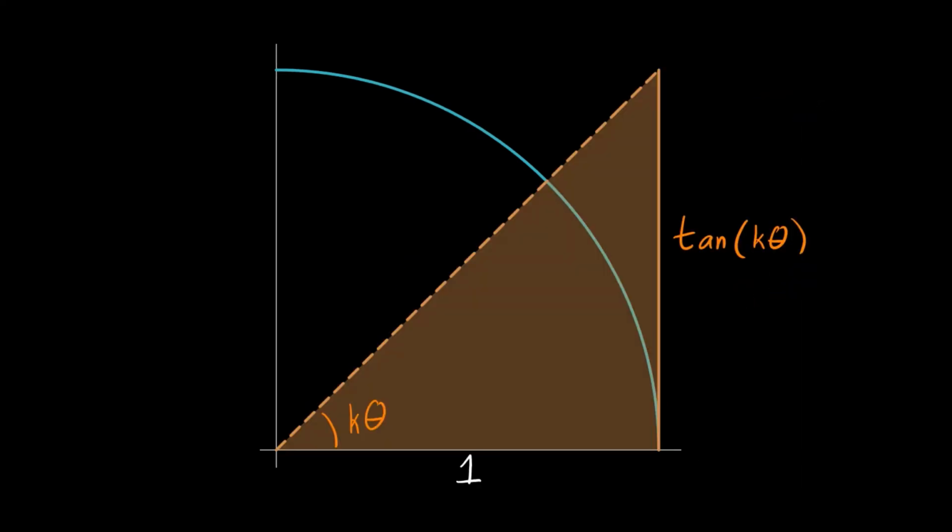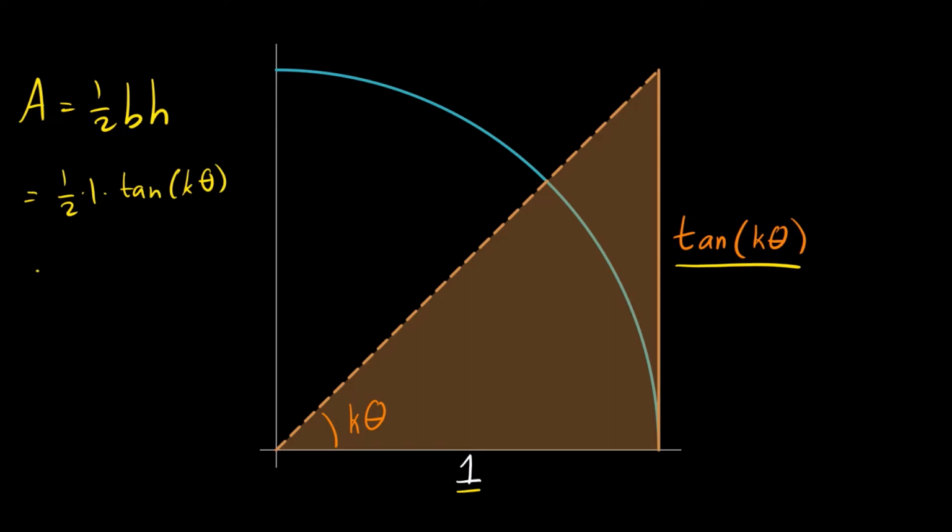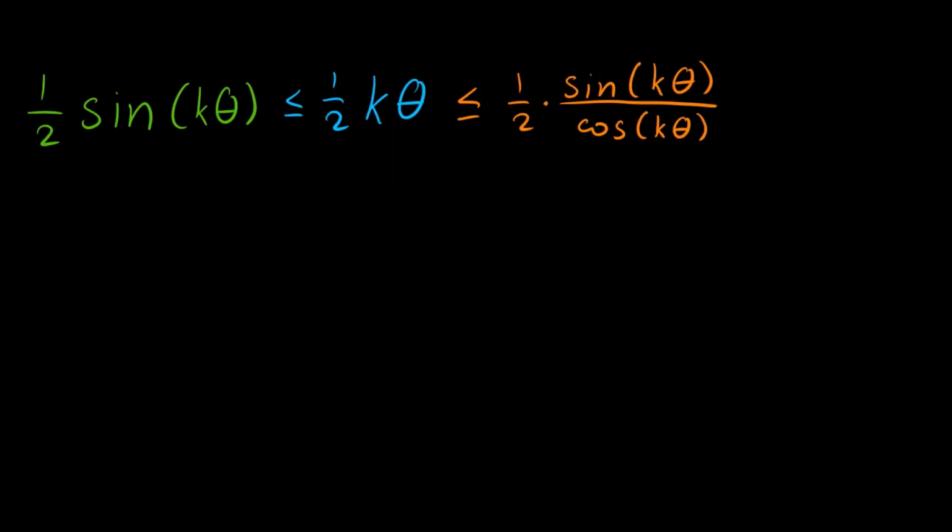Finally, we have this triangle here, which clearly has more area than both of the previous shapes. It's a triangle, so the area is equal to 1/2 base times height. The base will just be 1, the height will just be tangent of k theta, so plugging that in, we have 1/2 times 1 times tangent of k theta, which simplifies to 1/2 tangent of k theta. So from the previous areas, we have this inequality, and I wrote tangent of k theta as sine of k theta divided by cosine of k theta.